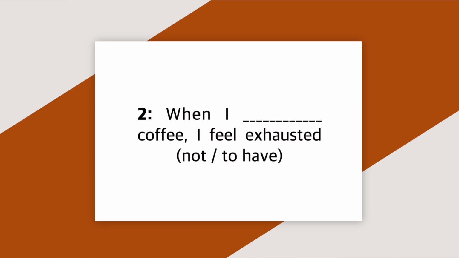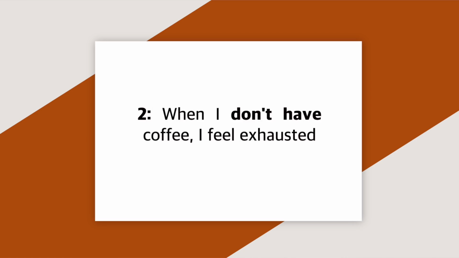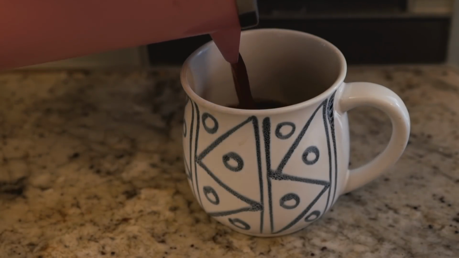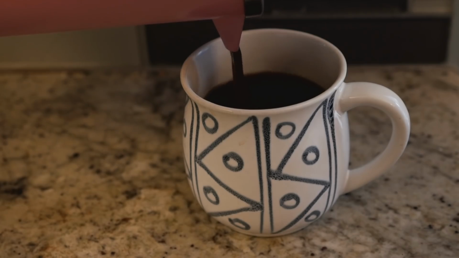Number 2. When I something coffee, I feel exhausted. The verb is to have and in the negative. When I don't have coffee, I feel exhausted. This is the zero conditional, and it's used to talk about how one thing affects the other, but in general. So every time I don't have coffee in the morning, I feel exhausted. It's often used for facts.